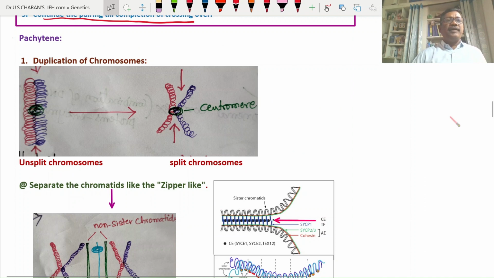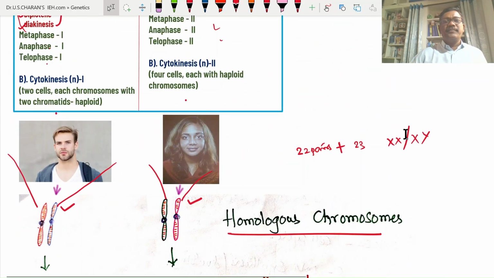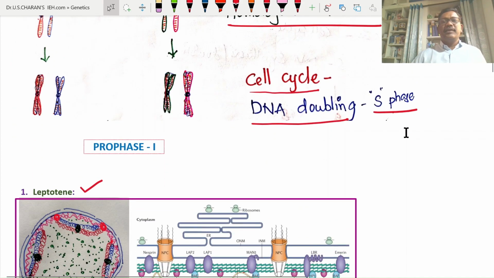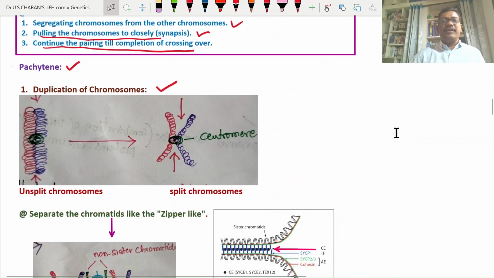The next stage is the pachytene stage. This is an important stage, because two important things are happening at this time. One is the duplication of chromosomes and the other is crossing over. Remember the point about duplication of chromosomes from the beginning. This is duplication of DNA, meaning DNA is doubling. During the cell cycle, at the time of S phase, the DNA is replicating and doubling. That is called the doubling or duplicating of DNA.